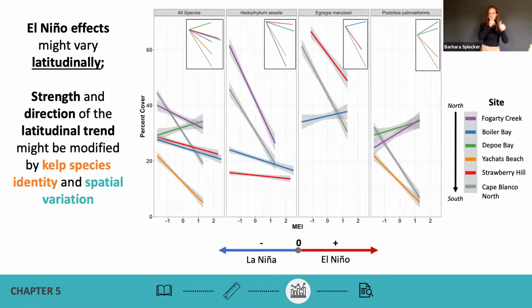And what I found was that El Nino effects might vary latitudinally, with negative effects of El Nino being strongest down in the lower latitudes, so in Oregon, central and southern regions. And then the strength and direction of that latitudinal trend is likely to be modified by kelp species identity and spatial variation.